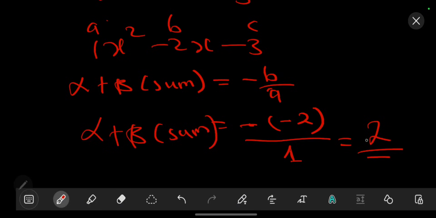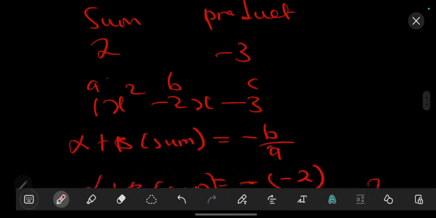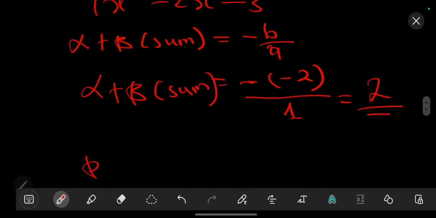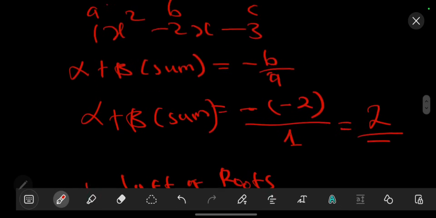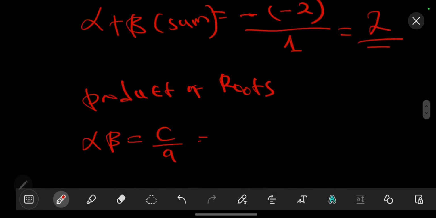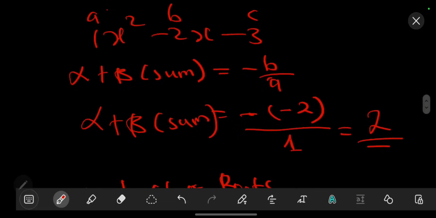Now remember, we found a 2 just by adding normally. We found a positive 2. Let's see the product. To find the product of roots, we are going to use alpha beta should be equal to our c over a. So in the quadratic equation, our c is equal to negative 3 over our a is equal to 1. So our product of the roots is giving us a negative 3. This one is giving us a positive 2 like that.